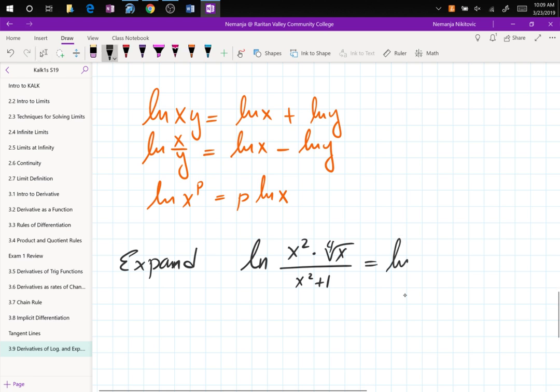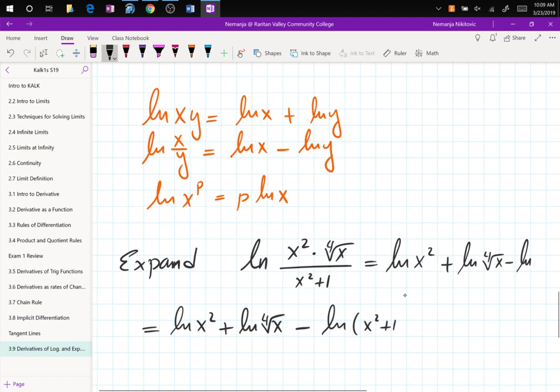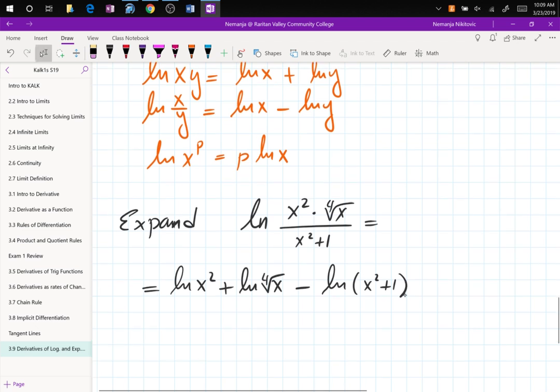So this is going to be ln of x squared plus ln of the 4th root of x minus ln of x squared plus 1. And now, using rule 3, we can kick out exponents in front. So this becomes 2 ln x plus 1/4 ln x minus the last one, which cannot be broken because it's addition, so it has to stay.